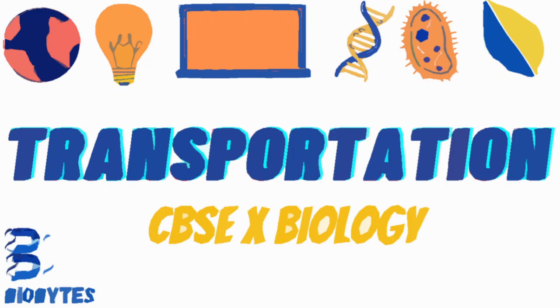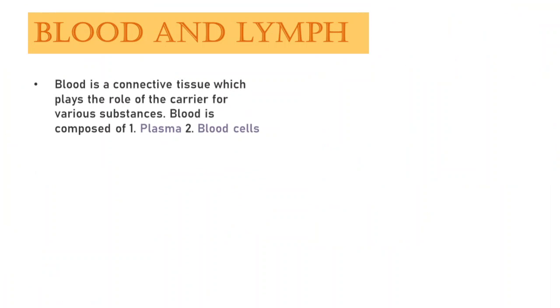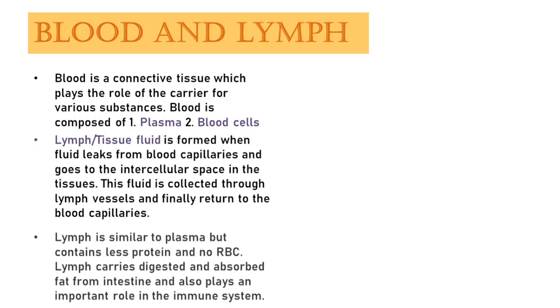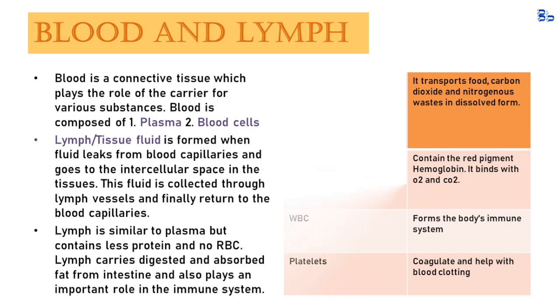Today's video is going to be about transportation from chapter 6, life processes. So first let's look at what are the fluid connective tissues in our body. The first liquid we're going to discuss is blood, which we previously know is commonly called the fluid connective tissue because it carries various substances around the body.